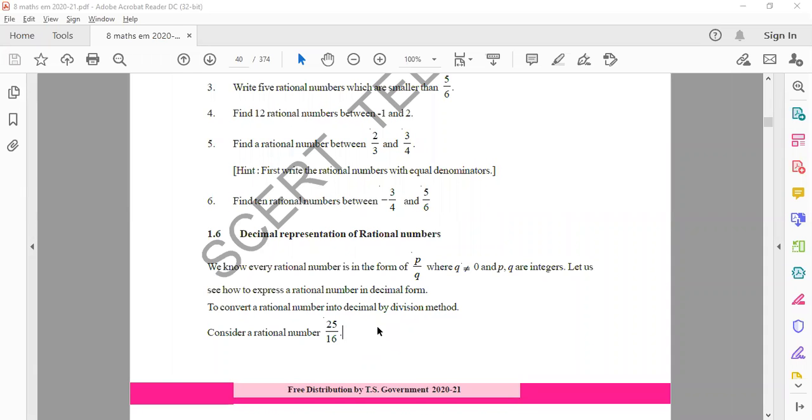Now we can start after 6B. 1B is done, right? Now we switch on to 1C.